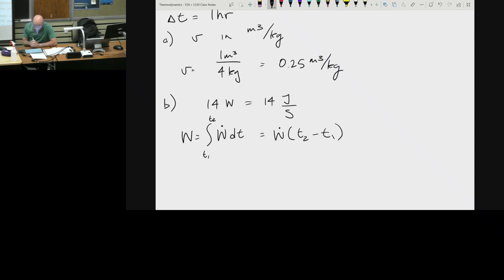Now, let me ask you a question here. When I put this in here as W dot, I put this as 14 watts. Is that going to be positive or negative?